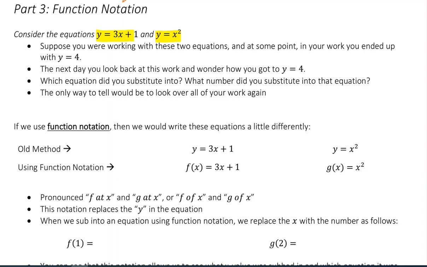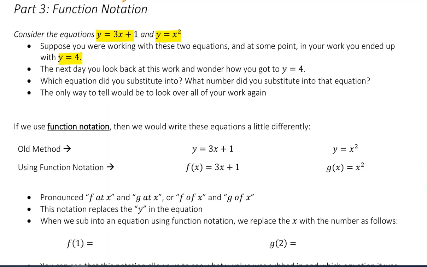So suppose you were working with these two equations, and at some point in your work you ended up with the answer of y equals 4. The next day you look back at this work and you wonder how you got to y equals 4. So all you have is the answer, but not the process. What value of x did you use to get y equals 4? What did you sub in? The only way to tell this would be to look over all of your work. And as you know, sometimes in math, the process can be very long and tedious, and you don't want to go through the whole thing if you want a quick answer.